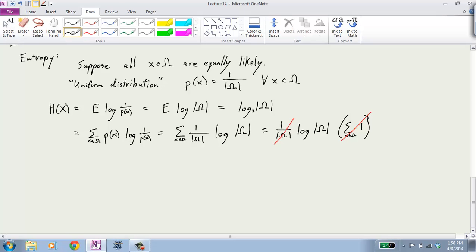So then what is the entropy of a roll of a die? It's a uniform distribution over 6 values, right? So H of x equals log base 2 of 6. Someone calculate that for me, and I'll write it up here.